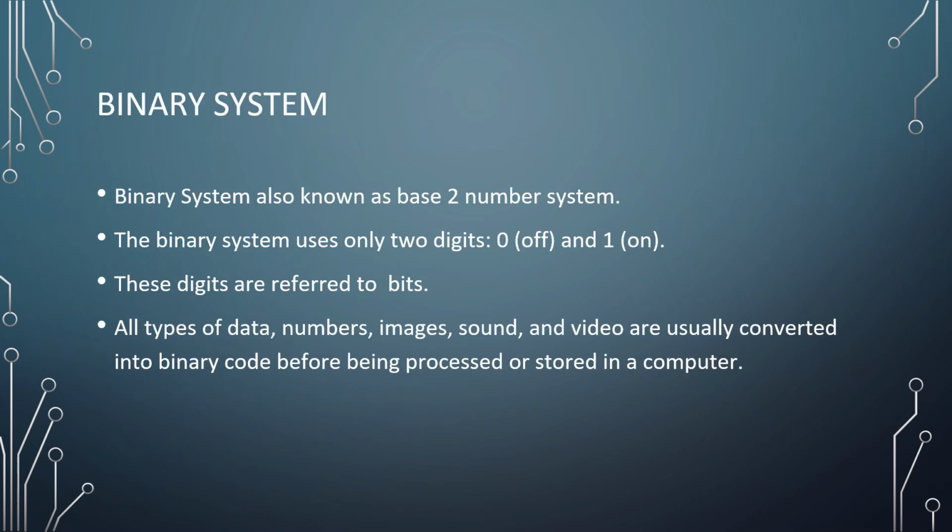The binary system, also known as the base 2 number system, is a system that only uses 2 digits, 0 for off and 1 for on.